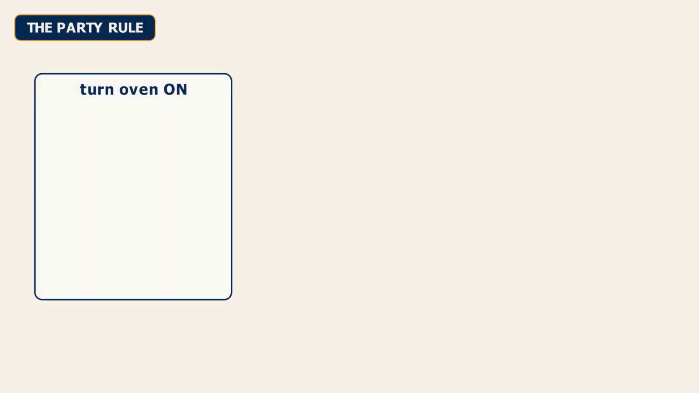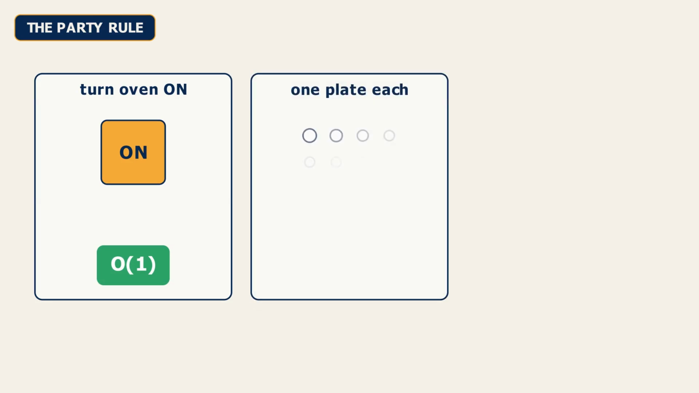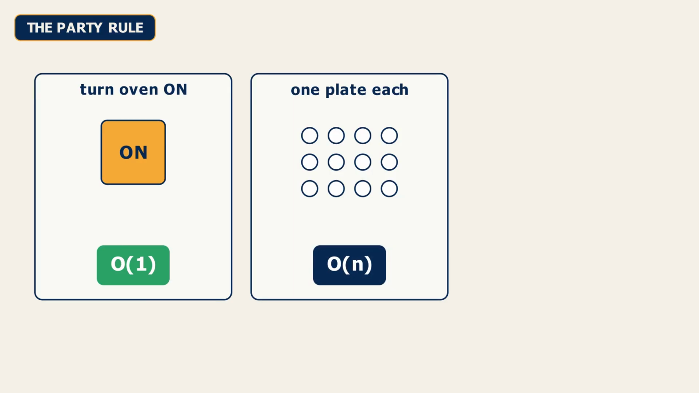You're hosting a dinner party. Some jobs don't care how many guests come. You turn the oven on once, whether it's 1 guest or 100. That's constant work. O of 1. Some jobs grow with the guest list, 1 plate per person. 100 guests, 100 plates. That's linear, O of N.